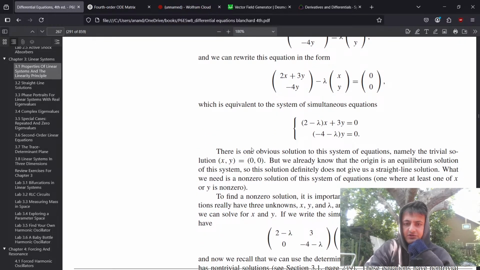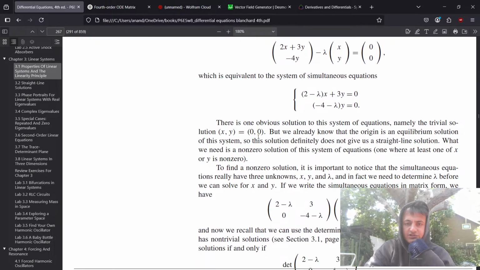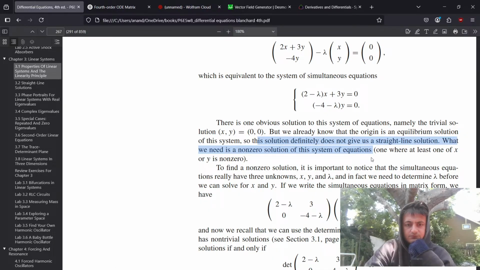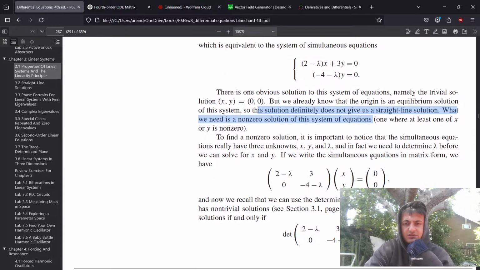And then we solve. There's one obvious solution to this system of equations, namely the trivial solution. We already know that the origin is an equilibrium solution, so this solution definitely does not give us a straight line solution. What we need is a non-zero solution of this system of equations.